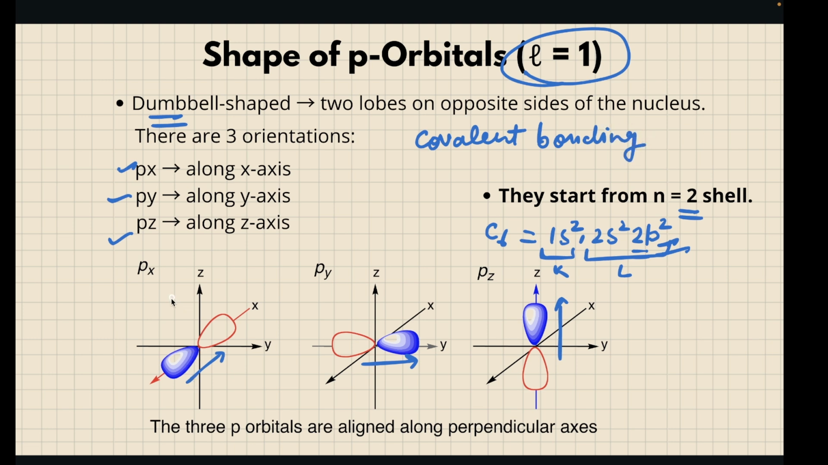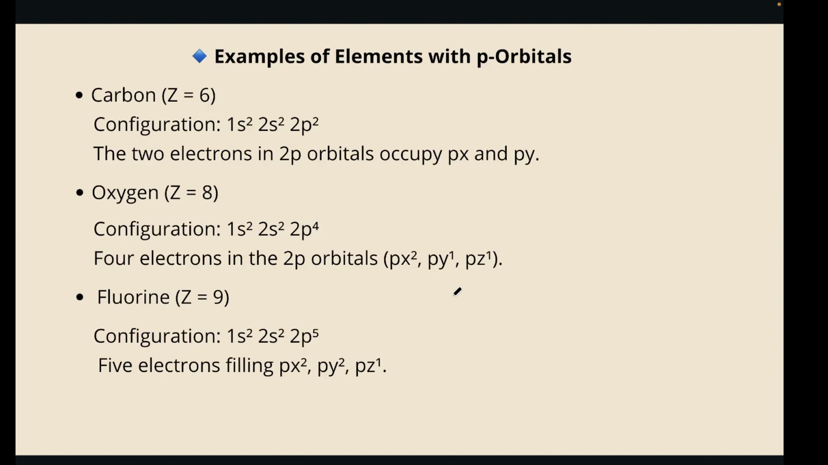So here you can see the orientation of p orbital in three directions: px, py, and pz. Like in oxygen, which has atomic number 8 and its electronic configuration is 1s2, 2s2, and 2p4. So here you can see in the p orbital, all four electrons go like first electron, second electron, third electron.